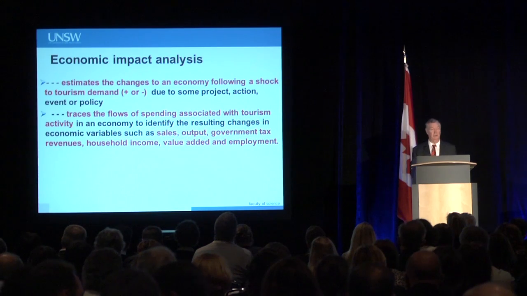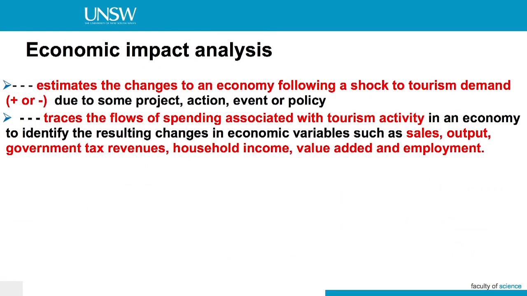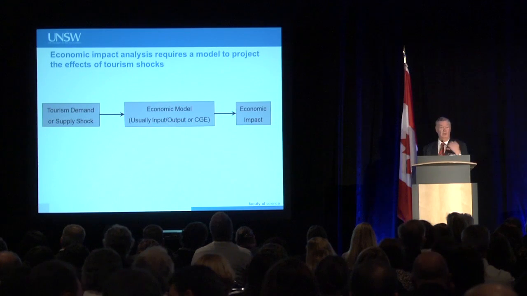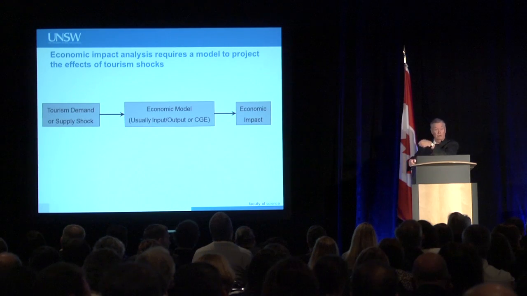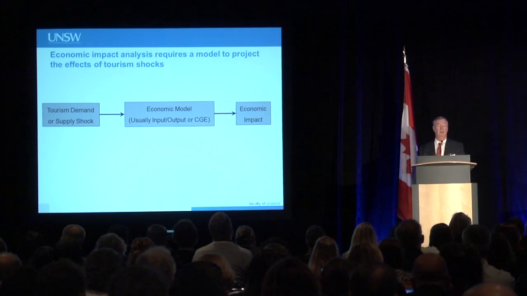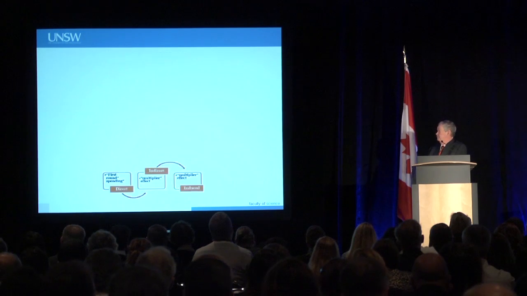And economic impact analysis traces the flow of spending through the economy to determine the effect of this on such things as output, value added, employment, and so on. That's just a simple diagram there. We have on the left the tourism demand or supply shock, economic model, crank the handle, at the other end we get the economic impacts.